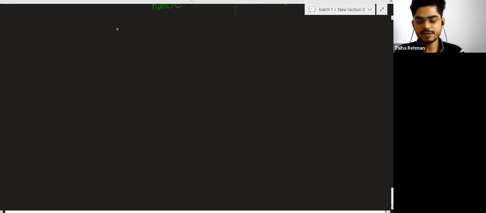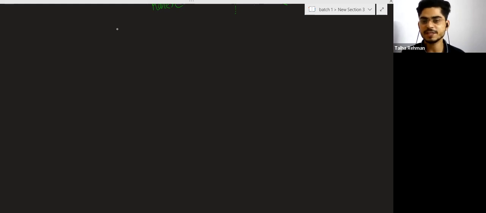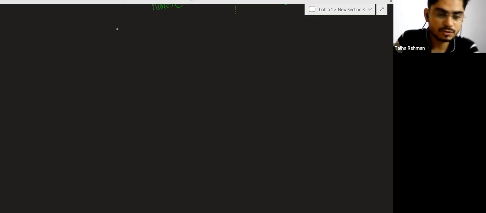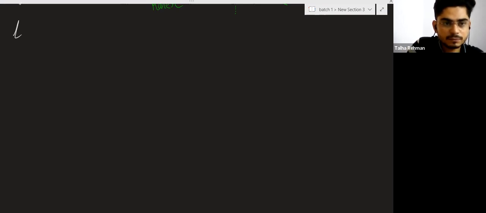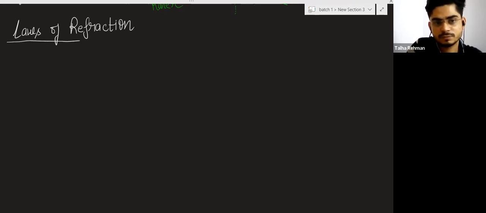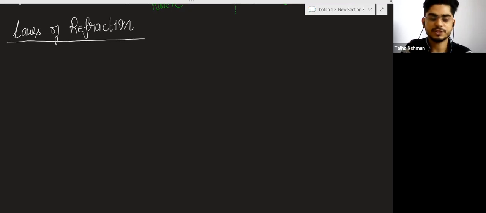In reflection, there are laws of reflection, meaning reflection takes place according to some laws. Now refraction also takes place with some laws, and nature has given these laws. So write the heading: laws of refraction.